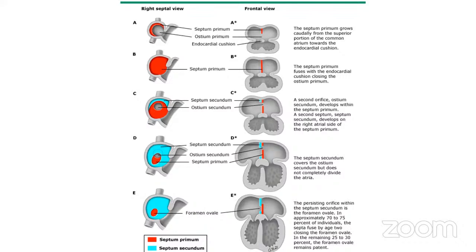In 70% of individuals, the septum primum and septum secundum fuse during infancy or early childhood, creating an intact interatrial septum. However, in some cases, the septa do not fuse. If the foramen ovale is completely covered but not sealed, this is called patent foramen ovale, or a PFO.